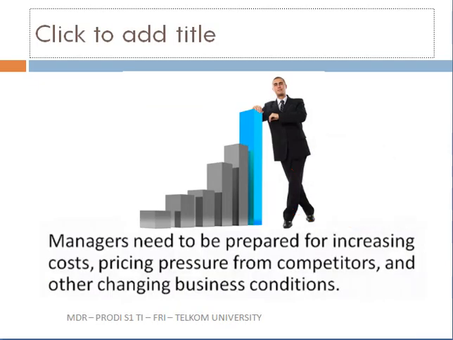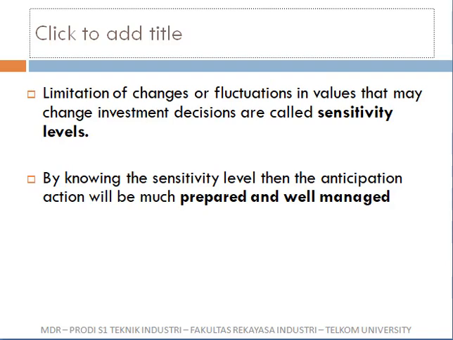So as managers, they need to prepare for increasing costs, pricing pressure from competitors, and other changing business conditions. The limit of changes or fluctuation in value that may change investment decisions is called the sensitivity level. By knowing the sensitivity level, the anticipation action will be better prepared and well managed.